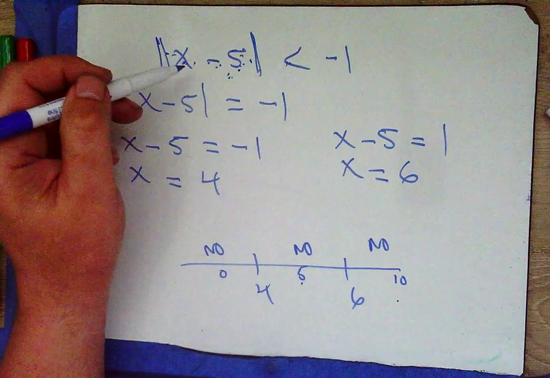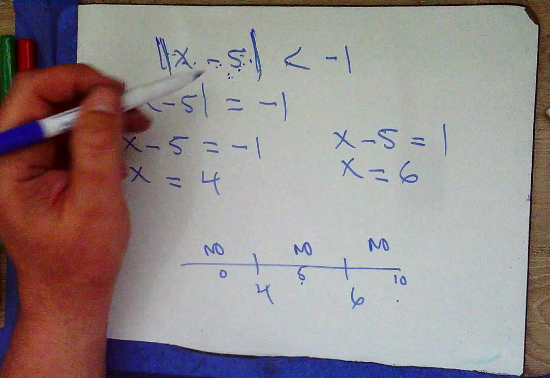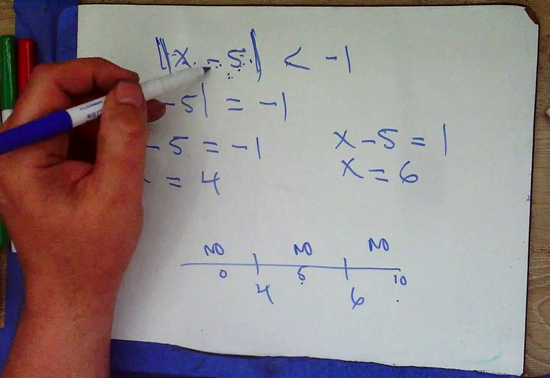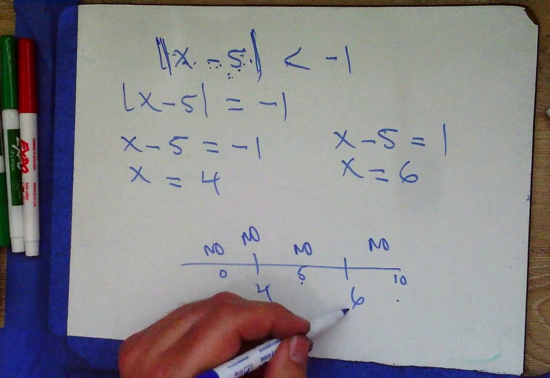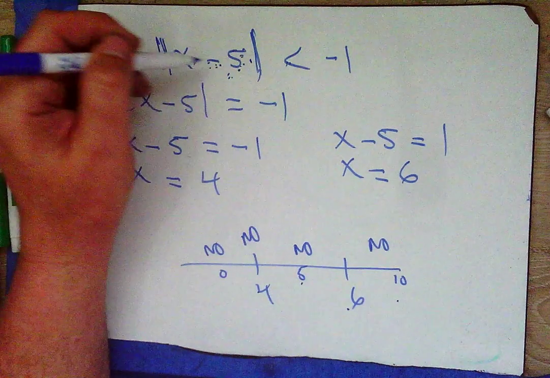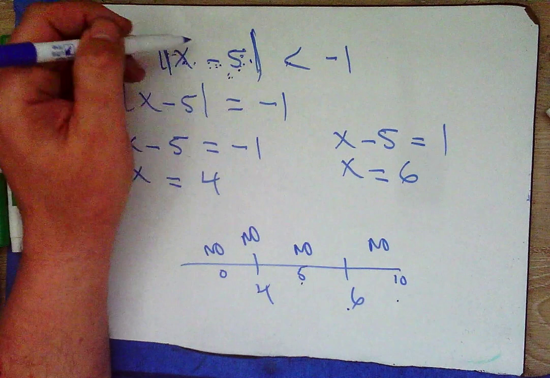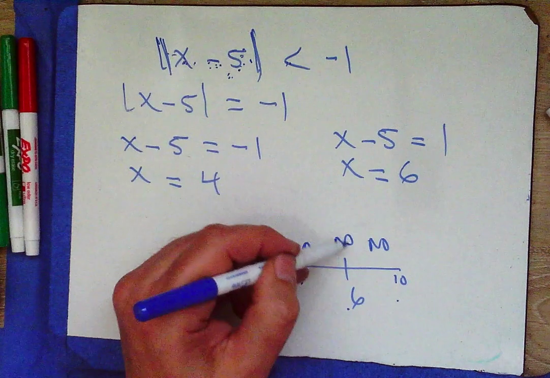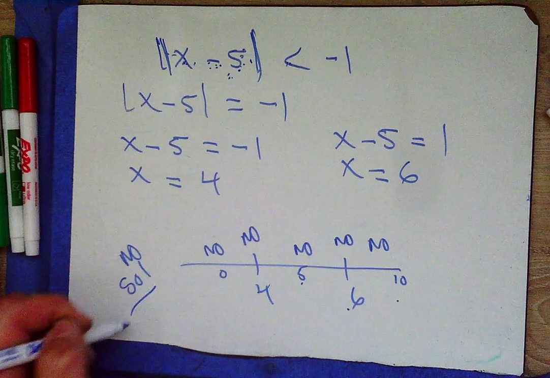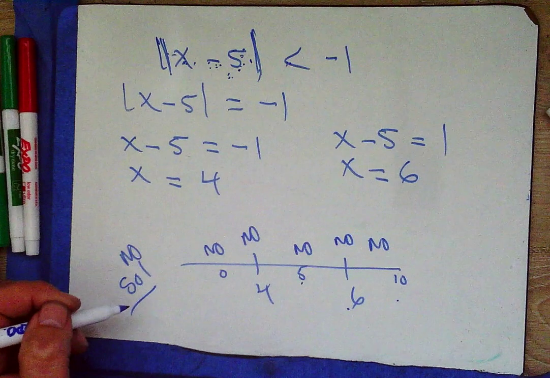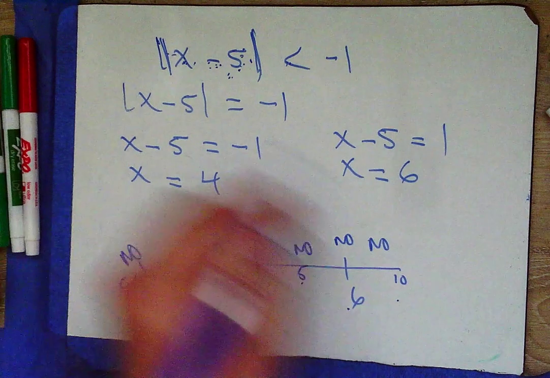4 minus 5 is negative 1. The absolute value of negative 1 is 1. Is 1 less than negative 1? No. And if I plug in 6, 6 minus 5 is 1. The absolute value of 1 is 1. Is 1 less than negative 1? No. This is no solution. Now, how could I have known that without doing all this algebra?